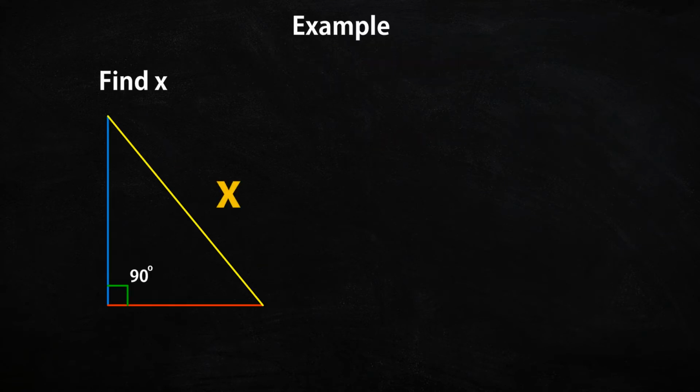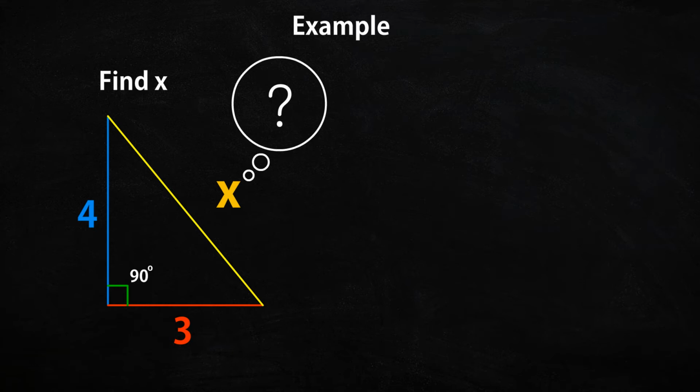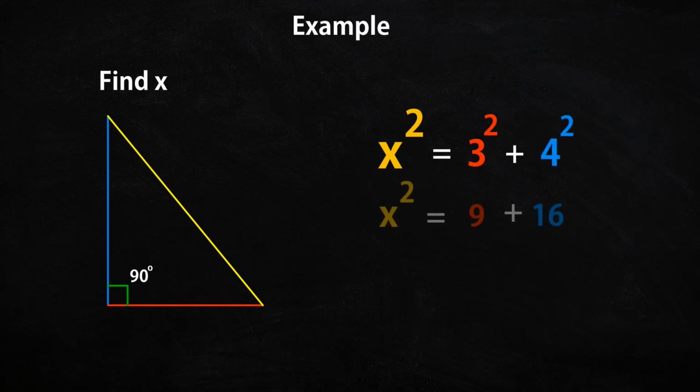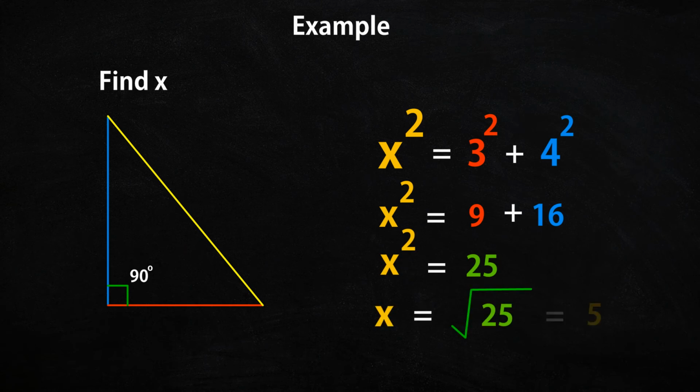Let's see how we can find the hypotenuse using Pythagoras' theorem. We need to find x, which is the hypotenuse. Here the side 1 and side 2 are 3 and 4 respectively. According to the Pythagoras theorem, x square is equal to 3 square plus 4 square. Doing a simple calculation, we find x square, which is 25 in this case. So x is equal to the square root of 25, which is equal to 5.